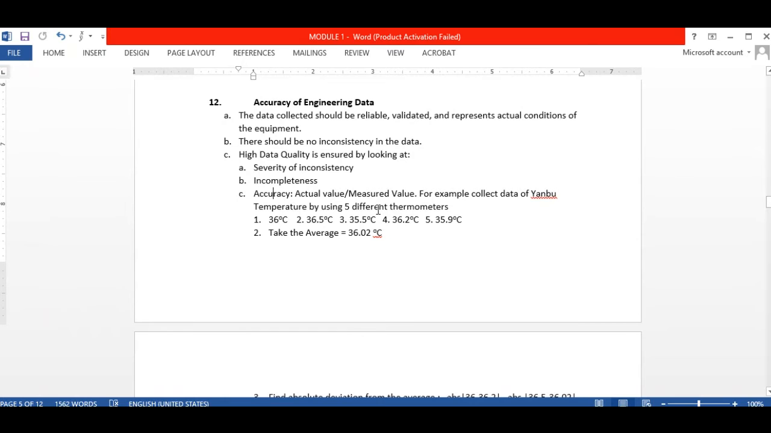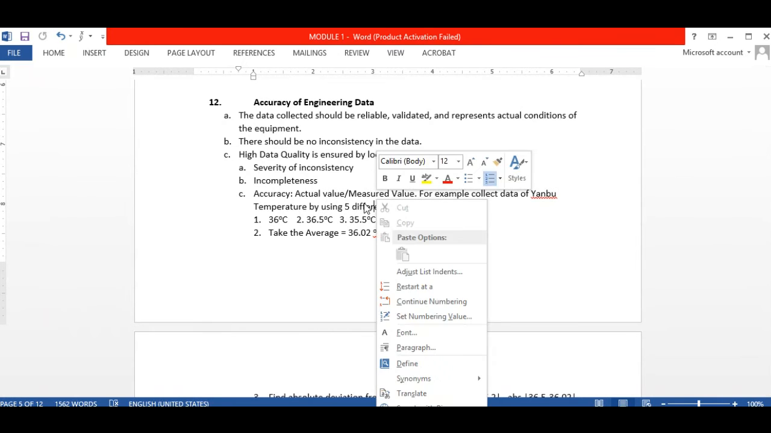So how do I know accuracy? Accuracy is the real value divided by the measured value. Now let me give you an example. Suppose you want to measure the temperature of a person. Okay. So we use 5 different thermometers, right? 5 different thermometers we are using to measure the temperature.